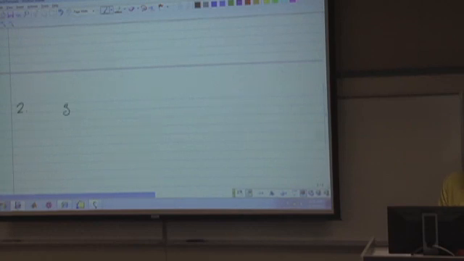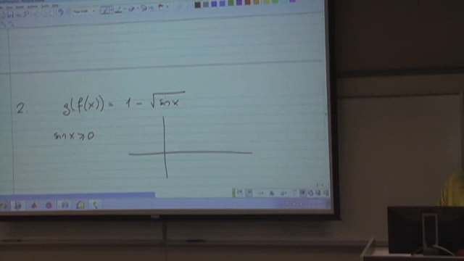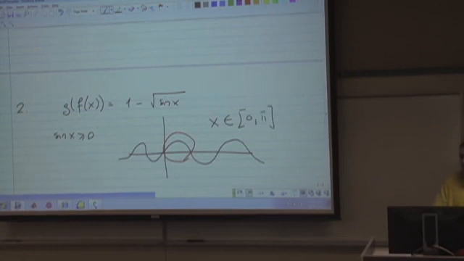So if you look at number 2, g of f of x was equal to 1 minus the square root of sine of x. I tried to give you a hint in the sense that you have to think about the graph of sine of x. What do we need to know? Well, we need to know that sine of x has to be bigger than or equal to 0, right? So as a consequence, this is my graph. What do I have to focus on? The part in which sine is positive, which would make x be in 0 to pi. Right? Does that make sense?